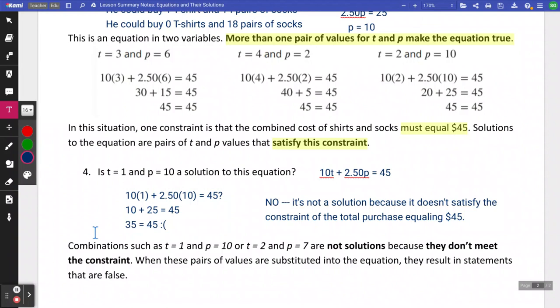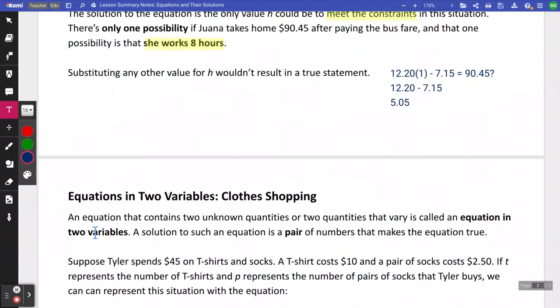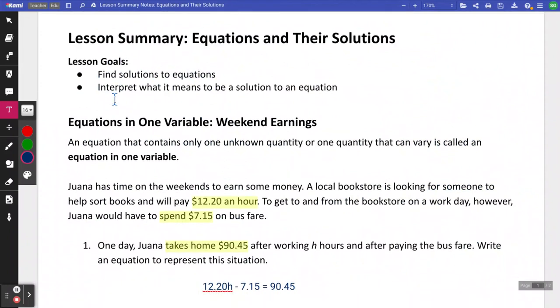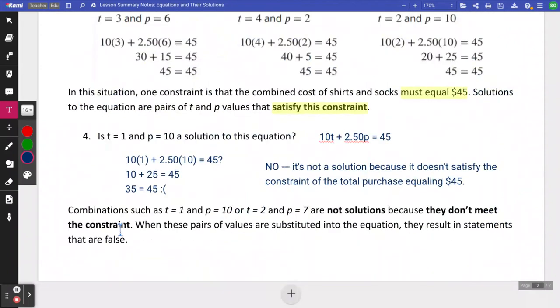So the key ideas from this lesson, remember the goal was to find solutions and interpret what they mean. A great way you can check to see if something is a solution is substitution. That's been a huge idea throughout this lesson. And to be a solution, we're talking about, does it meet the constraints of the problem? Does it meet the limitations and the information that was given to us in that story? Those were the key ideas for this lesson.